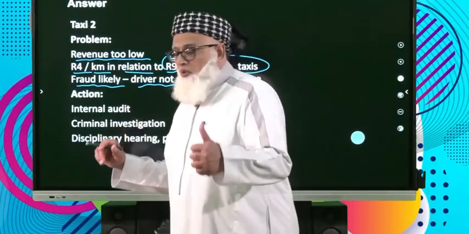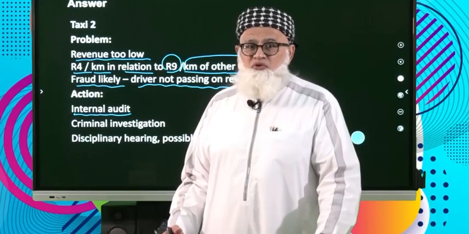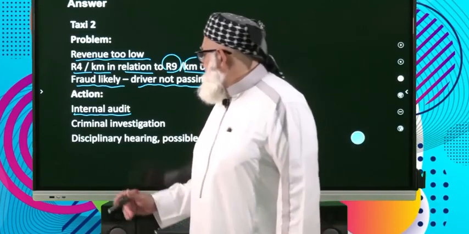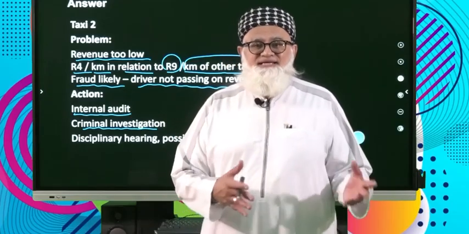What action? Number one, do an internal audit. Remember, the idea of internal auditing is to ensure that all our control processes are in place and they are effective. That's important. Number two, there may be a possibility of a criminal investigation, right? Very often, candidates would say, fire the driver. It's not as easy as that.